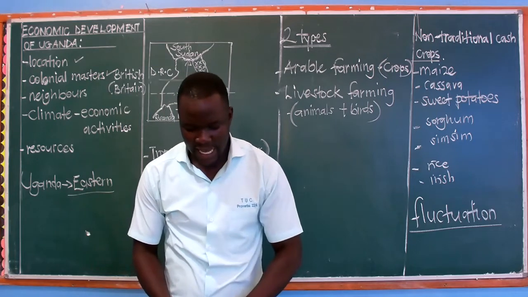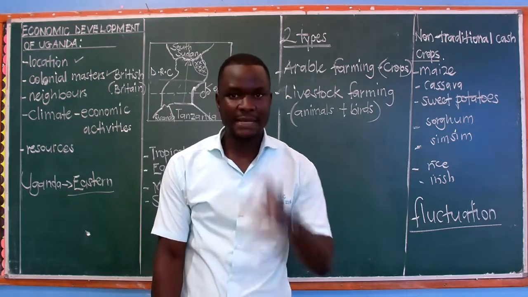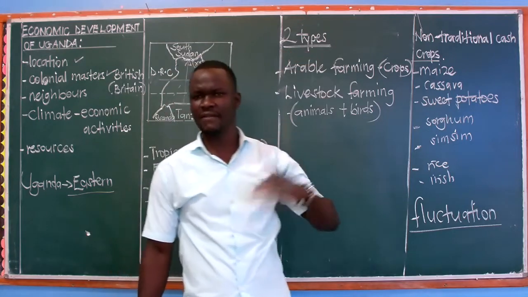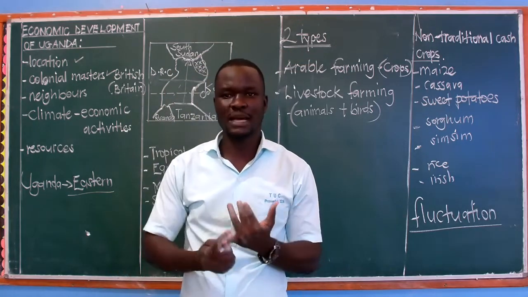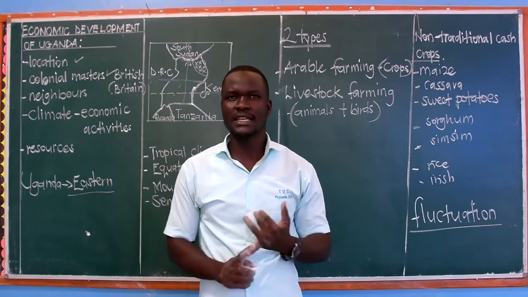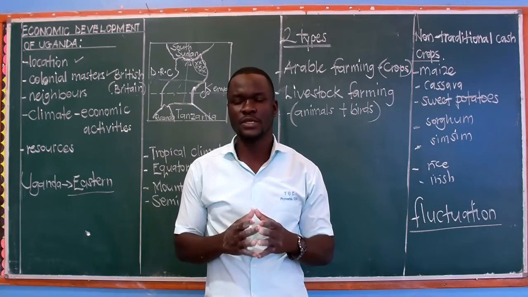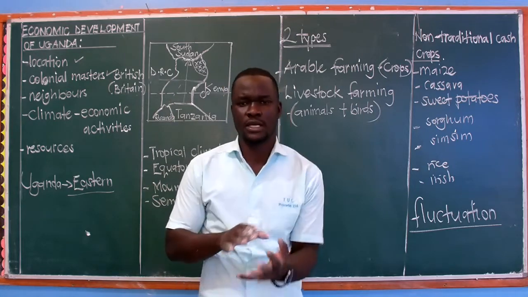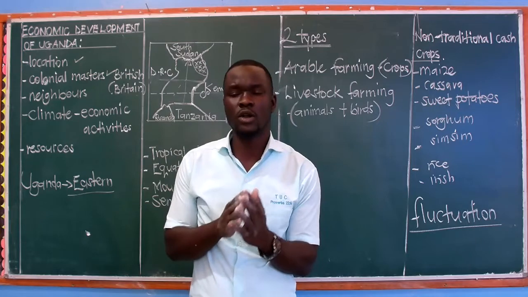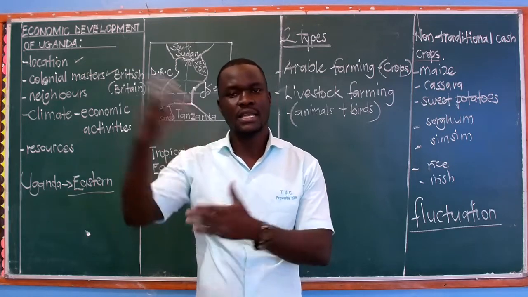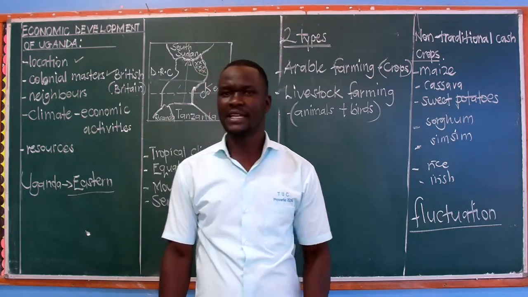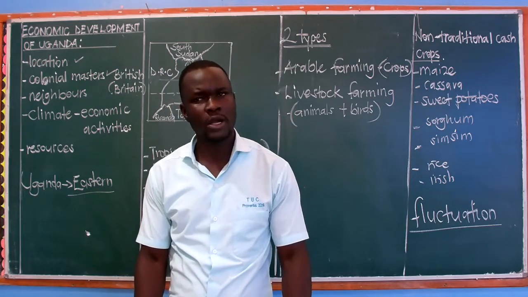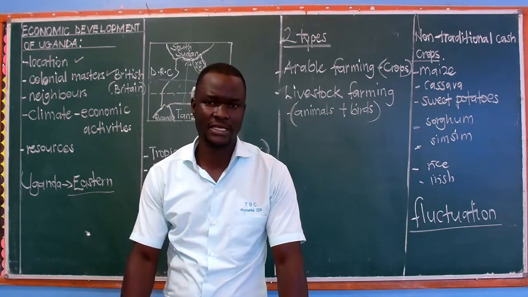When we come under arable farming, which deals with growing crops, we have very many systems there. There is what we call subsistence farming. Subsistence farming, that is growing of crops and rearing of animals, mainly for home use. That's what we call home consumption. And the surplus is sold. You will find that this is the system of farming which is commonly practiced by most of our farmers in Uganda.